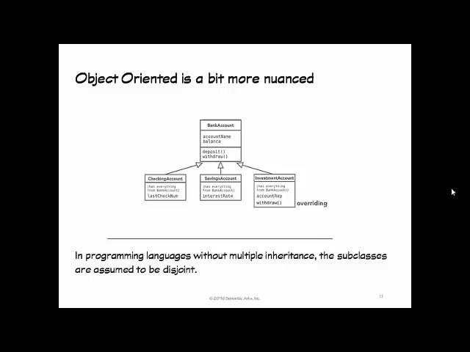And the same with object-oriented. It's a little more nuanced. Any two instances that are subclasses of the same thing are assumed to be in the same set. So a checking account and savings account would be in the bank account, which isn't disjoint, but it's assumed that they're disjoint from each other. In other words, an instance of a checking account is not an instance of a savings account, unless you decide to invent a checking savings account that inherits from both, and then instances of that thing are in both sets.